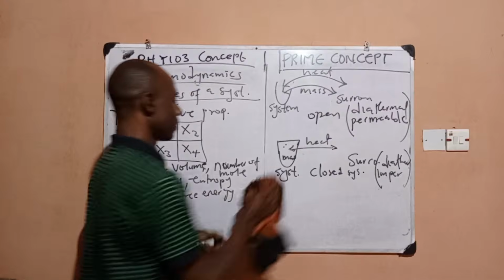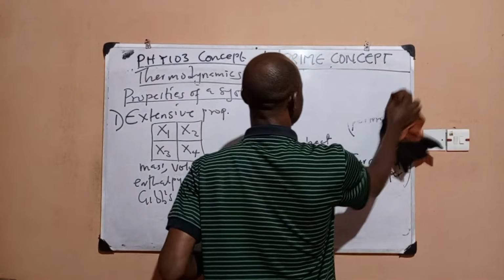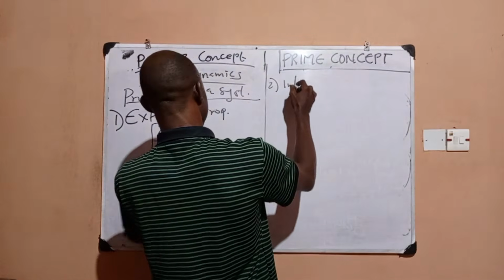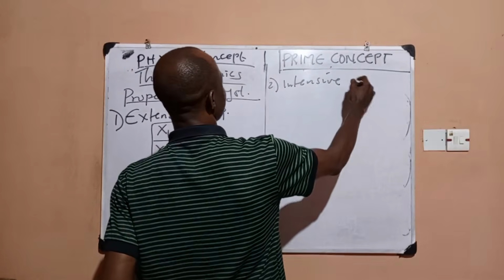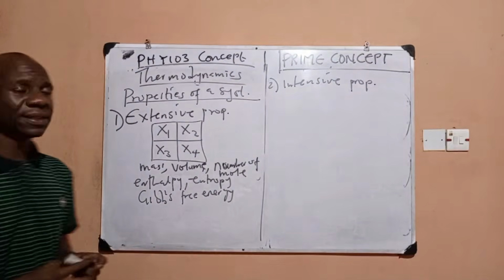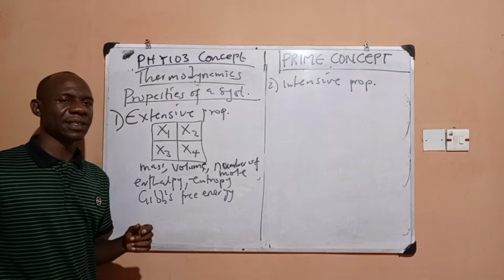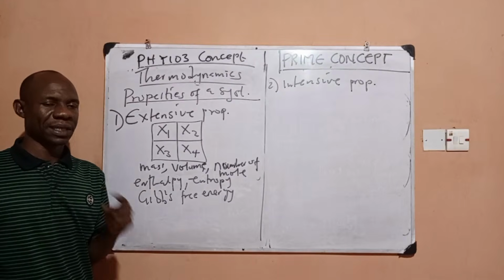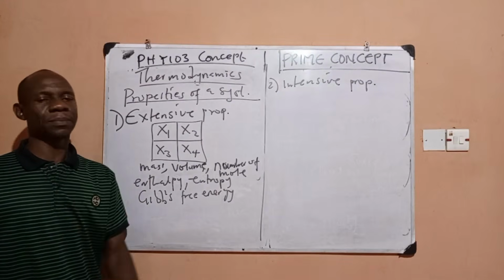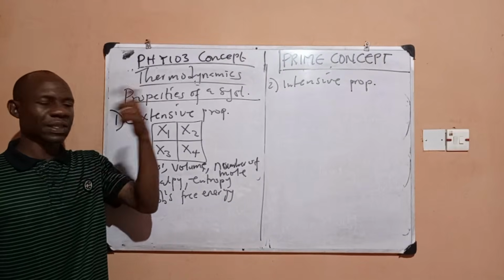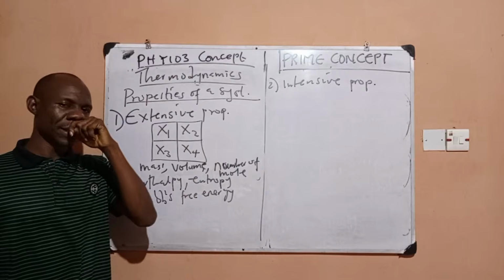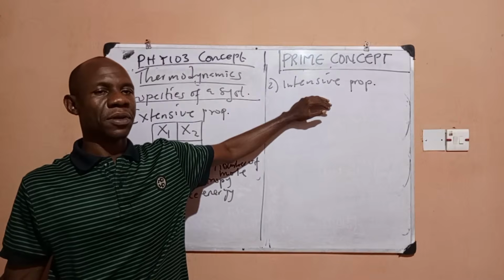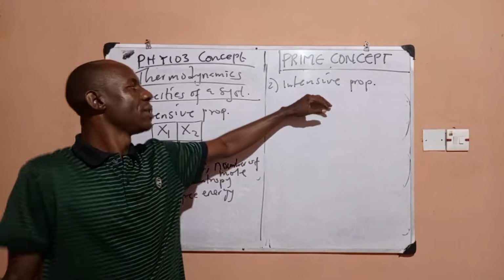And the second type is what you call intensive properties. Number 2, intensive properties. So what are intensive properties? Intensive properties are properties where the property of the whole system is dependent on the property of just one part of the system. The property of the whole system is the property of one part of that system. Those kind of properties are intensive properties. Are you still following me? Yes.